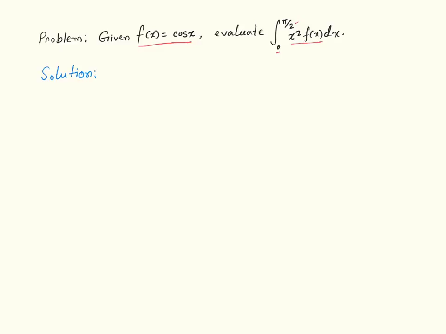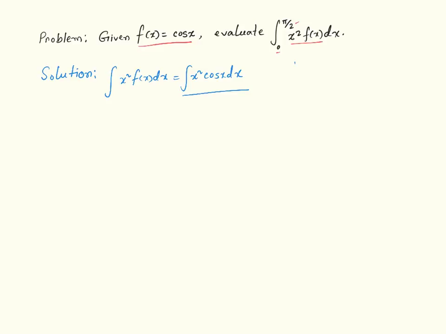To evaluate the integral, first I am going to find the indefinite integral, which is going to be the integral of x square f of x dx. Now f of x is given to be cosine of x, so this becomes the integral of x square cosine of x dx. Now this integral is kind of a standard integral where we integrate by parts. So it's integration by parts.